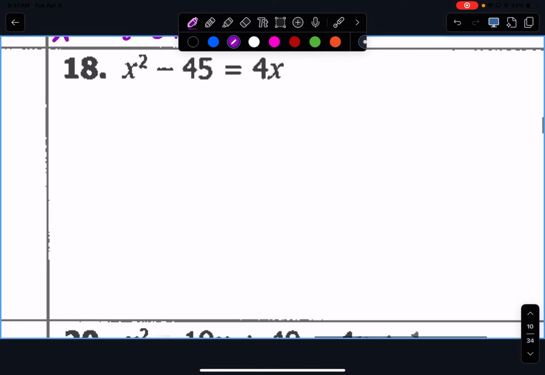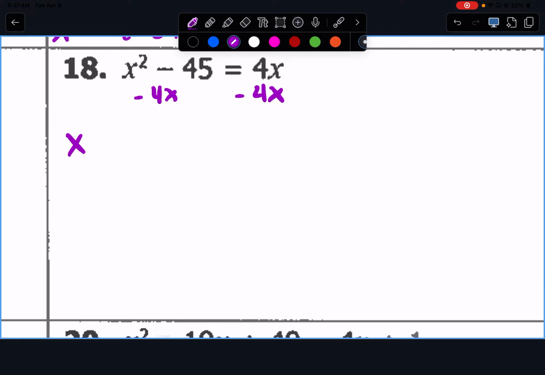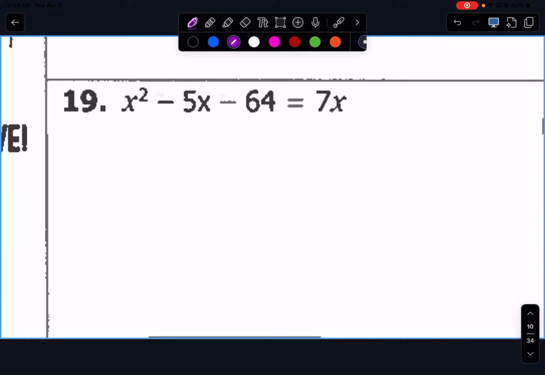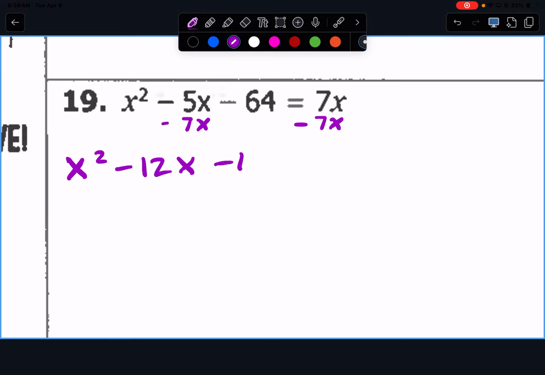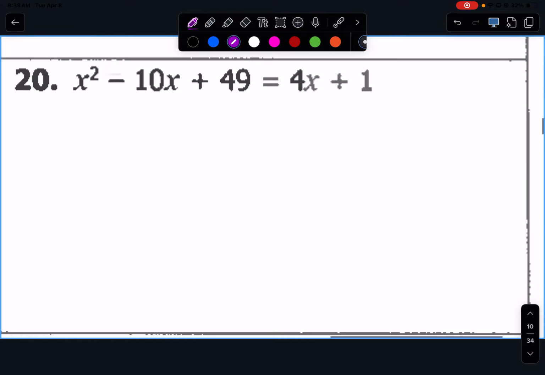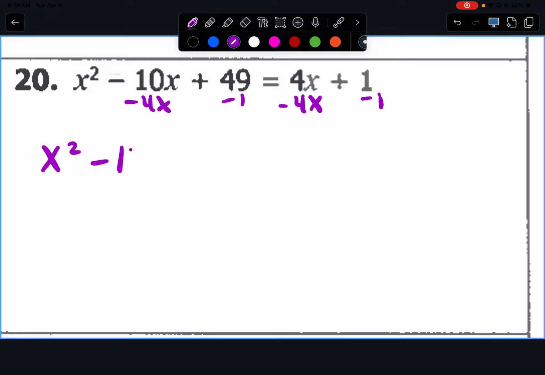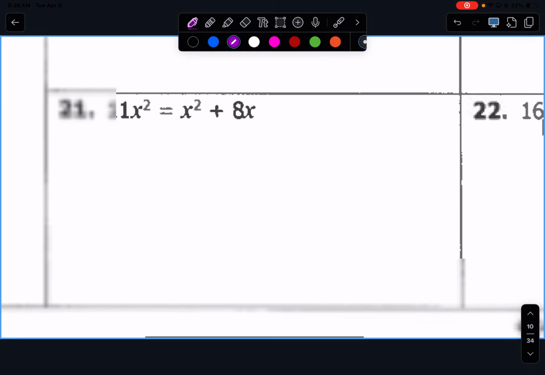So for 18, what do I need to move? When I put this in standard form, where does that 4x need to go? In the middle. So x squared minus 4x minus 45 equals 0. All right, 19. What do I need to move? Where does it need to go? So we get x squared. We combine them. What do we get? Minus 64 equals 0. Okay, for 20, I need to move 2 things. What 2 things do I need to move? How do I move 4x? And then minus 1 on both sides too. So we do x squared, negative 10 minus 4, negative 14x. Then 49 minus 1 is going to be? Equals 0.